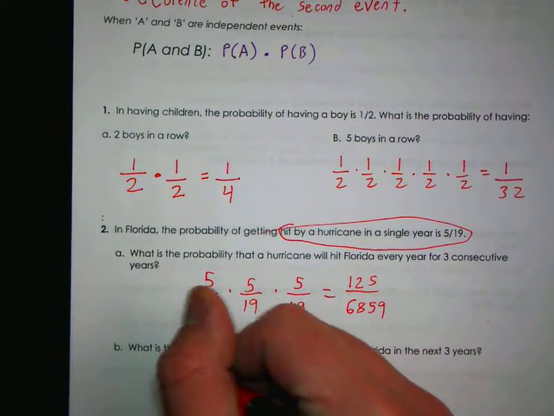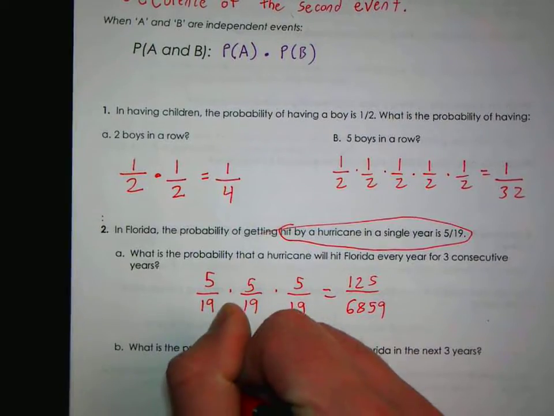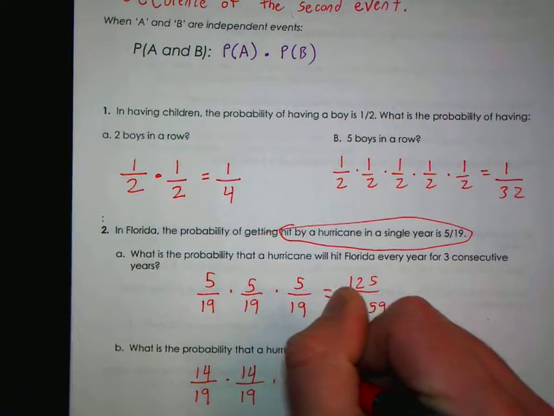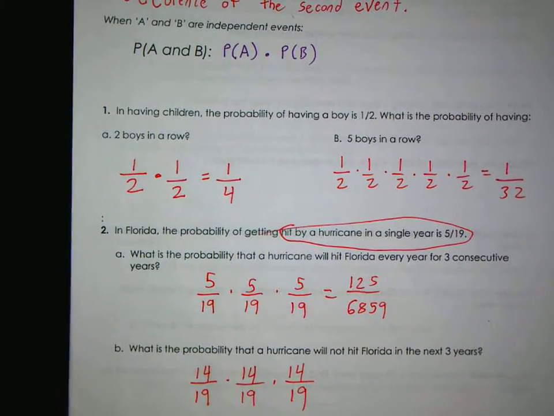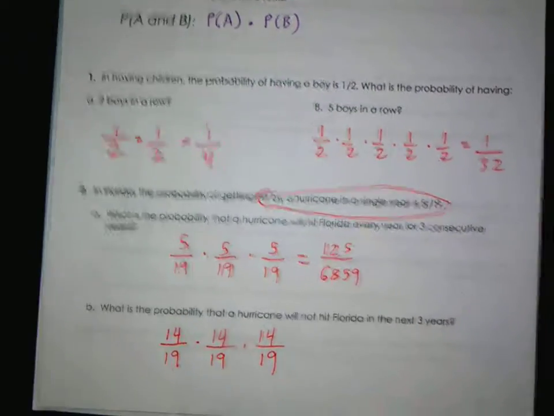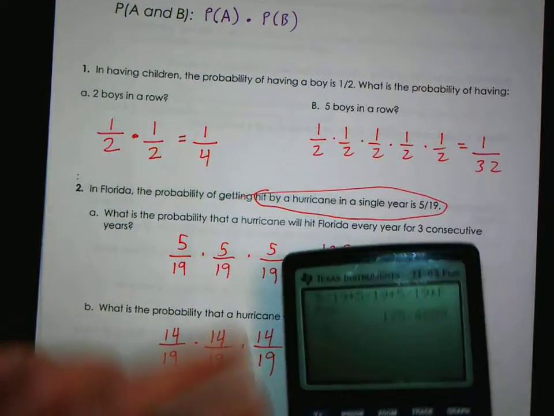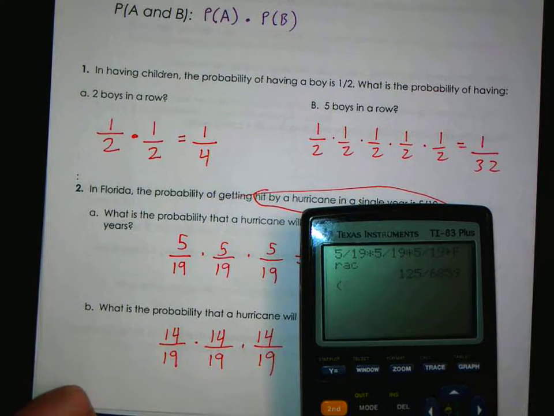So 14/19 times 14/19 times 14/19. We multiplied it 3 times because, and I'm going to be lazy this time and just put it in as 14/19 to the 3rd power. That's 14/19 times 14/19 times 14/19. So around a 40% chance, 0.40.